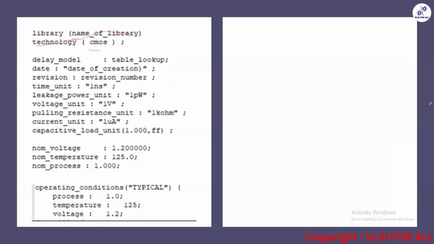Just for your understanding, all the standard cells which are there in my design are built using CMOS. Then there is something called the delay model. If you look at the delay model, it tries to state it as a table lookup.